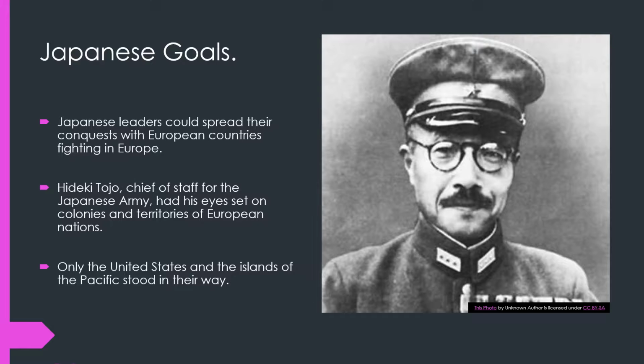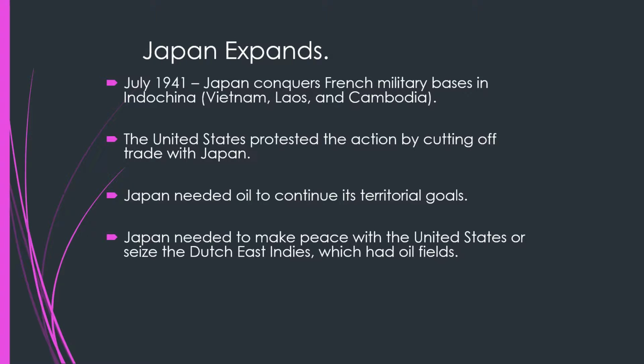Hideki Tojo, that gentleman right there, was the chief of staff for the Japanese army, and he had his eyes set on colonies and territories of European nations. The only problem is he has the United States and the islands of the Pacific, which stood in Japan's way. In July of 1941, Japan is going to conquer the French military bases in what was called Indochina. Today we know those countries as Vietnam, Laos, and Cambodia.